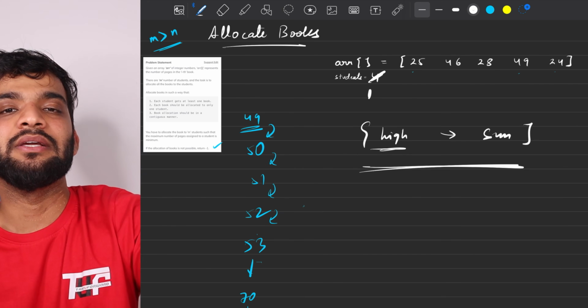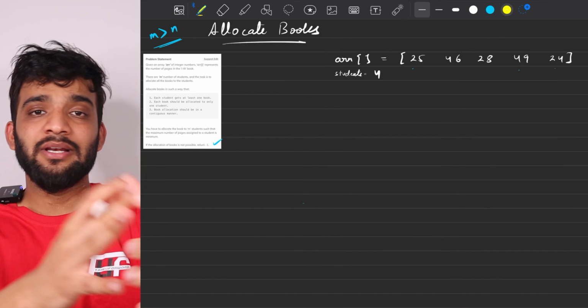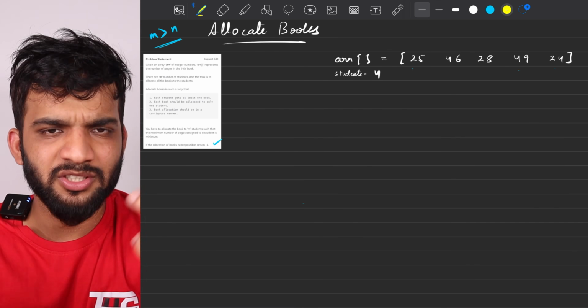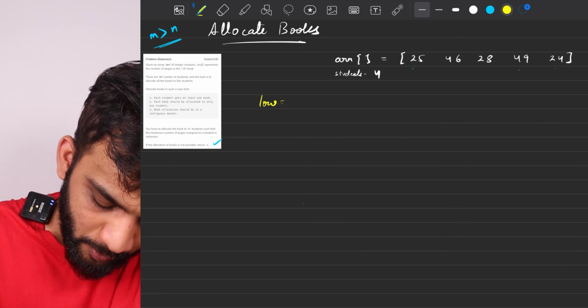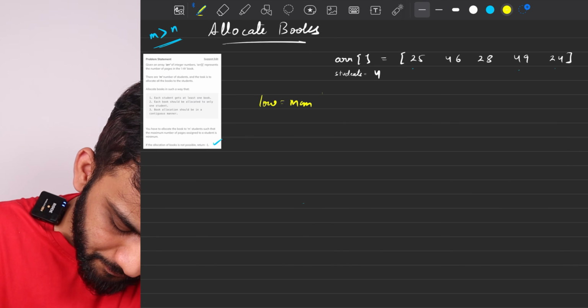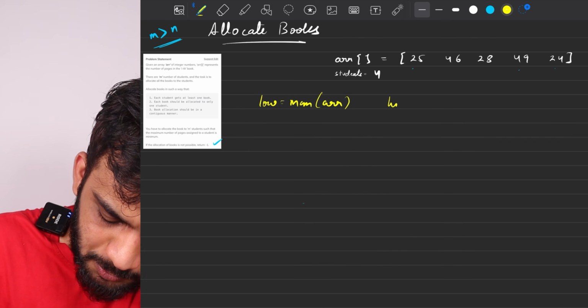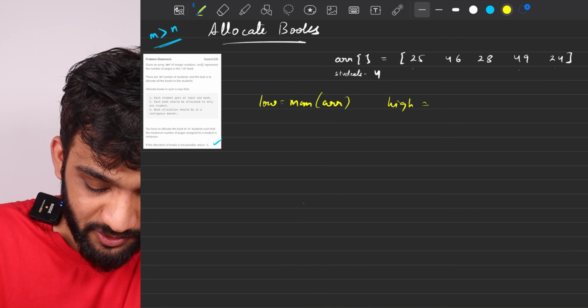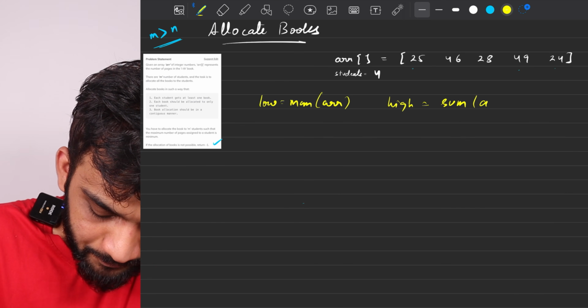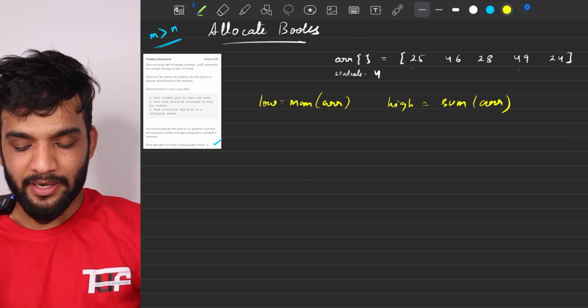Now, I will be doing a linear search. So, let's quickly write down the linear search because you've understood the thought process, right? Can I say that the lowest possible answer will be the max of the array? Indeed. And the highest possible answer will be, I'm not writing binary search, I'm writing linear search, the summation of the array. I can definitely say that, right?